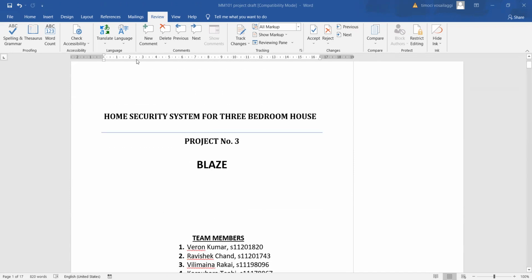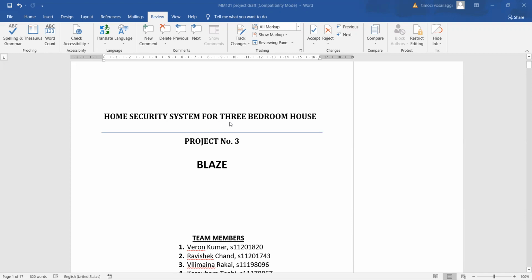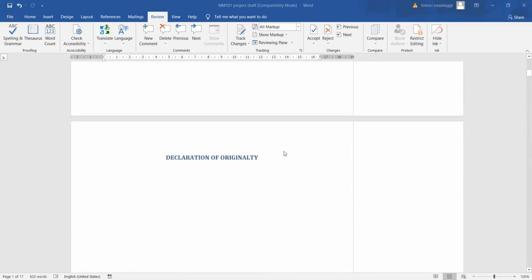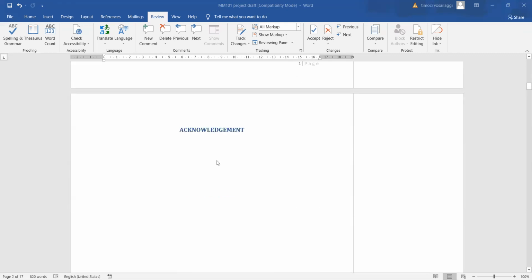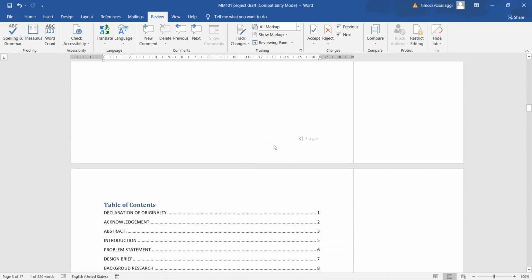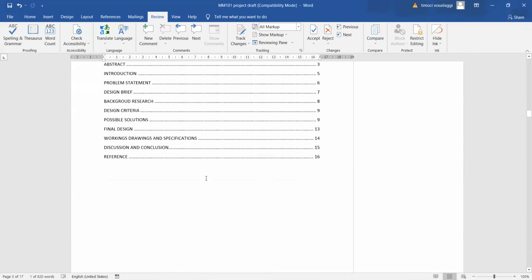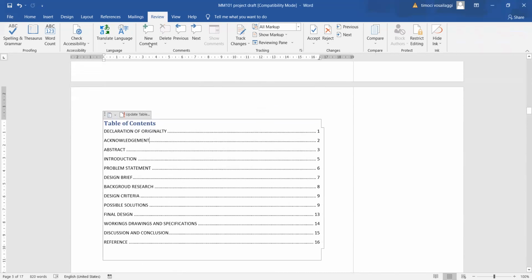Okay, so this group, Veron, Ravishek, Vilimina, and Koraumbara. Your group is trying to design a home security system for a 3-bedroom house. Yes, sir. Let's have a look through. I have to say that you guys have formatted your paper very well. I think you're the only group so far that's properly used all of the Microsoft tools to format your paper. So good job there. You're the only team that's been able to come up with the table of contents using Microsoft.